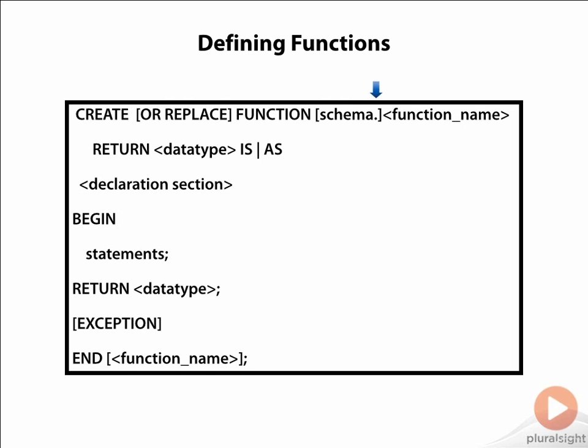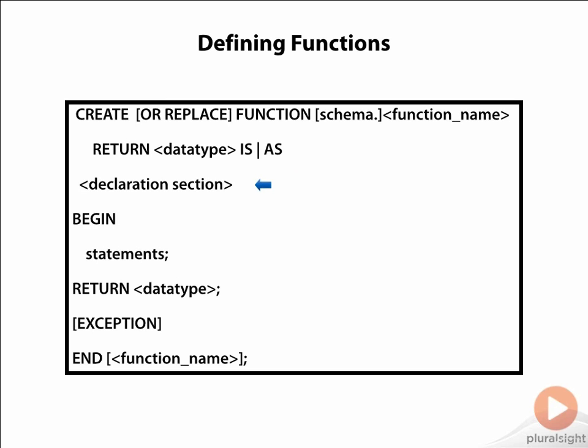That is followed by the schema.function name. You need to specify the schema only if you are creating a function in another schema. Otherwise, you need not specify it and it will default to your current schema. Next is the return clause. A function, unlike a procedure, has to return a value. It can be a simple data type like varchar2 or date, or a more complex one like a record or a collection type.